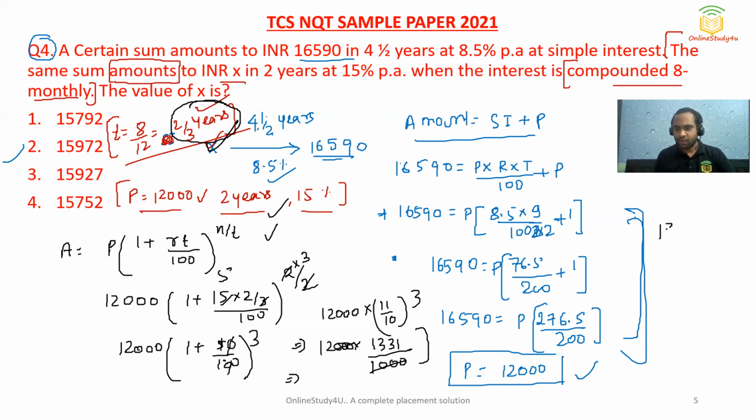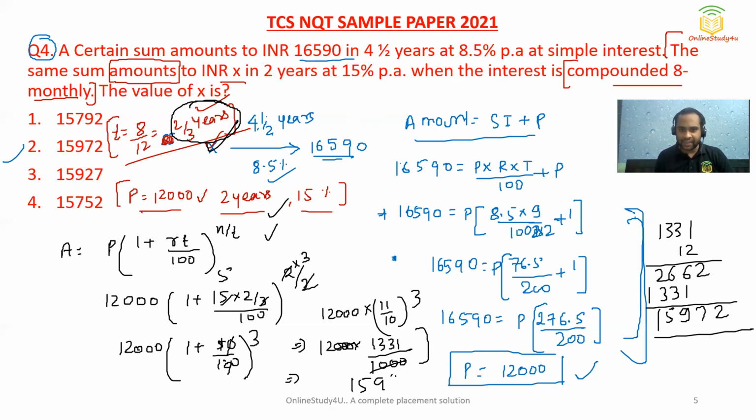So 1331 into 12. If I multiply, 2 1s are 2, 662, and then 1331. So 15972. So 15972, option B is the correct answer.